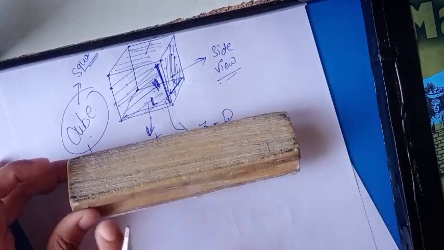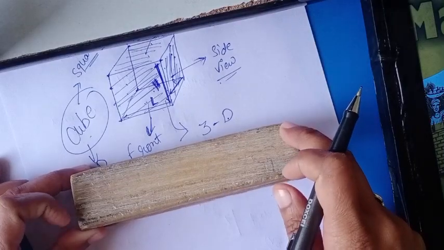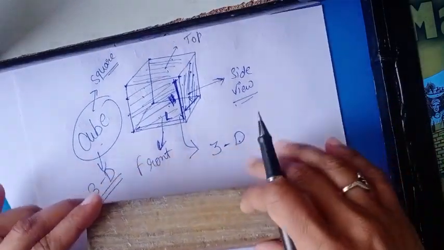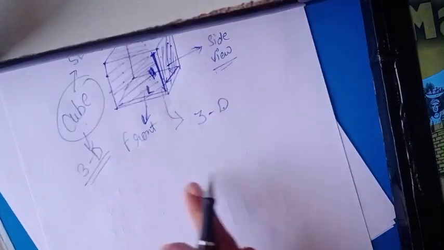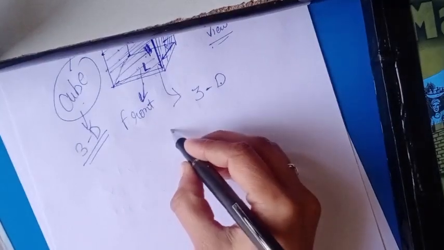Okay, then this is the length of the cuboid, this is the breadth of the cuboid, and this is the height of the cuboid. Okay, so this is the next figure. Now we are going to our next figure.